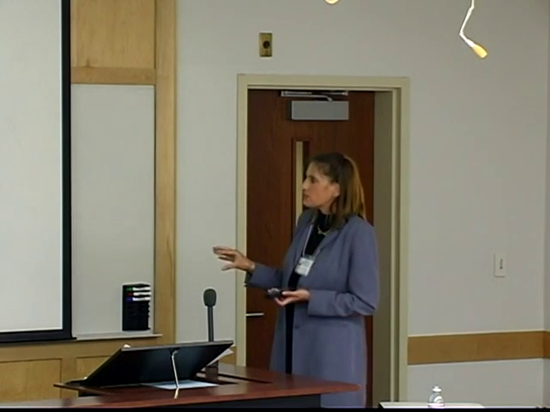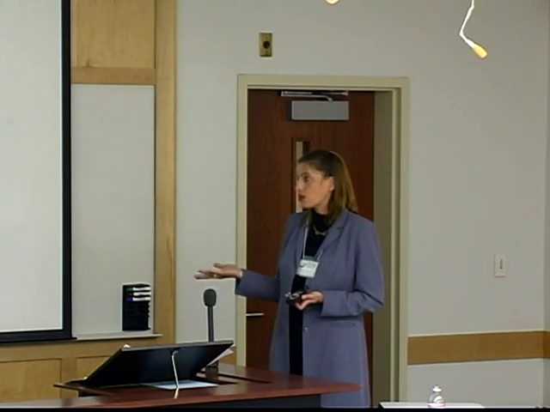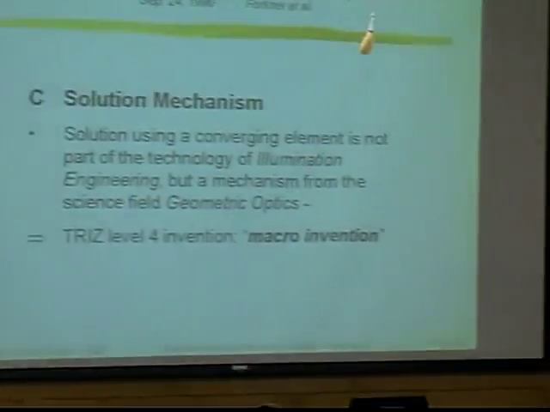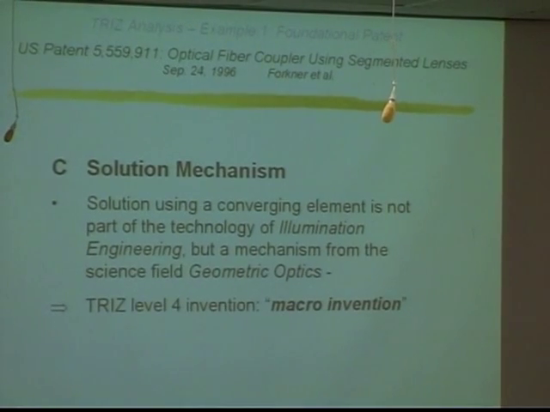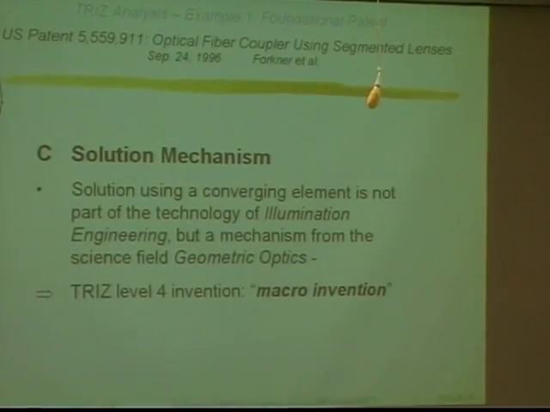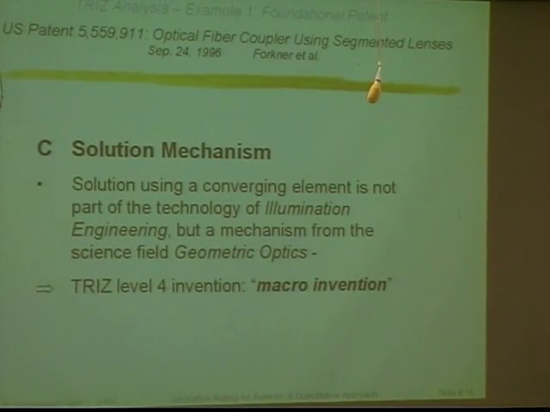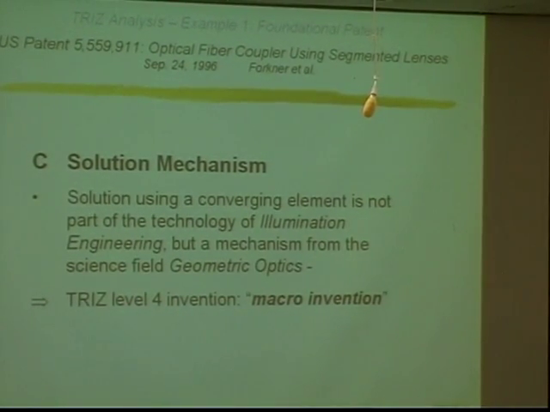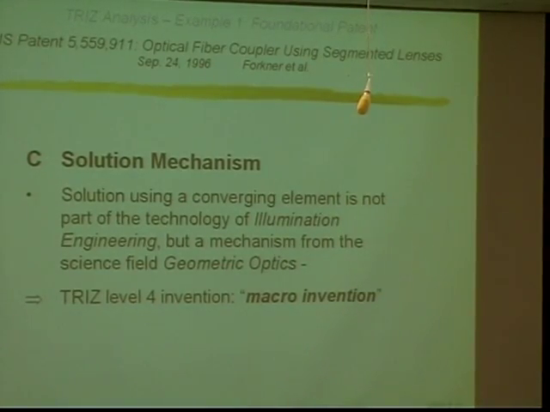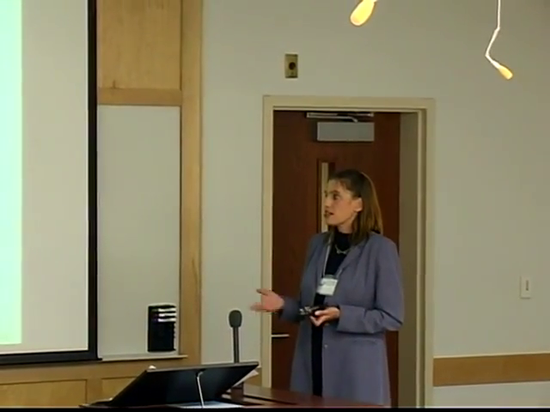The solution is in a totally different science field, and according to the TRIZ innovation matrix, that gives you a level 4 innovation or macro invention. Now, looking at the next parameter, the solution mechanism, the solution using a converging element is not part of the technology of illumination engineering, but a mechanism from the science field of geometric optics. What is also important about this mechanism is that it is really a scientific effect. It's not just engineering. It is something that has a scientific meaning, that requires scientific knowledge to be applied. So again, according to the innovation matrix, this parameter rates this patent as a level 4 invention.